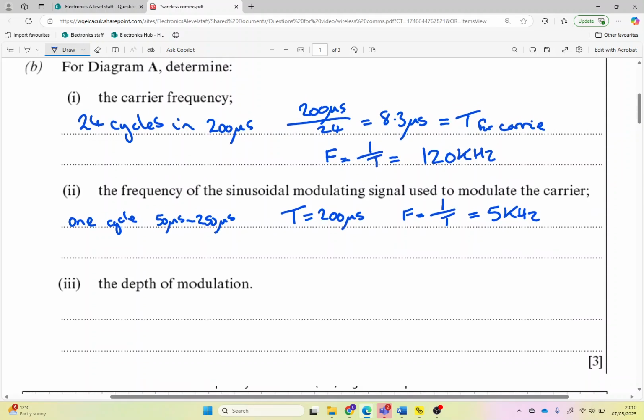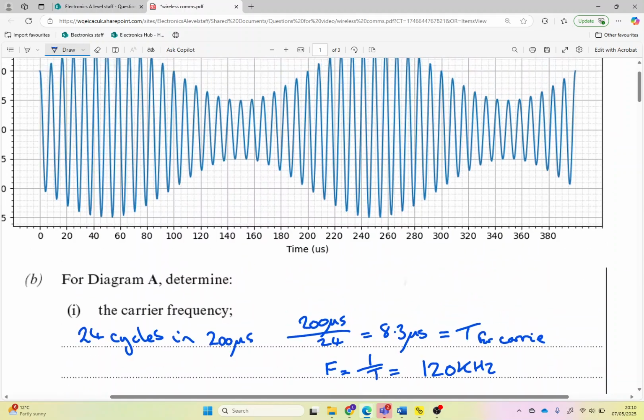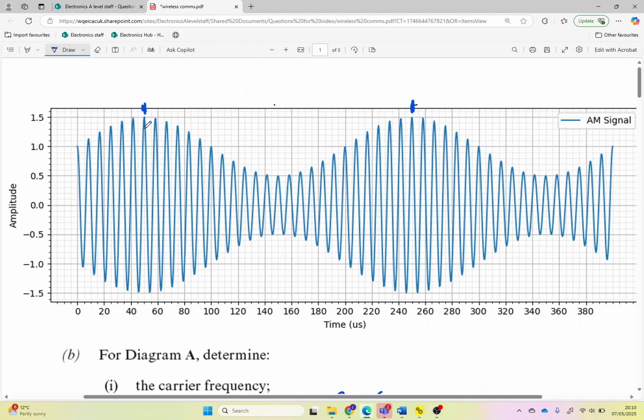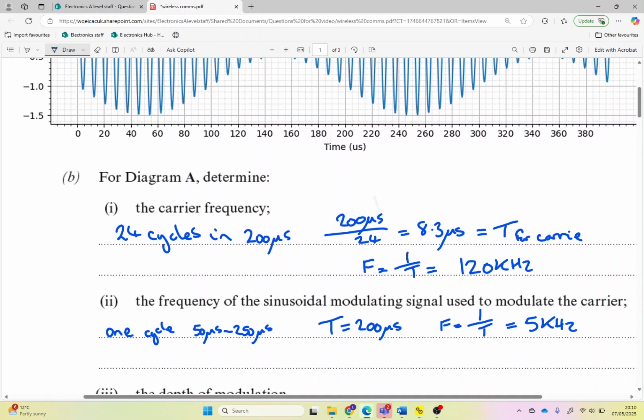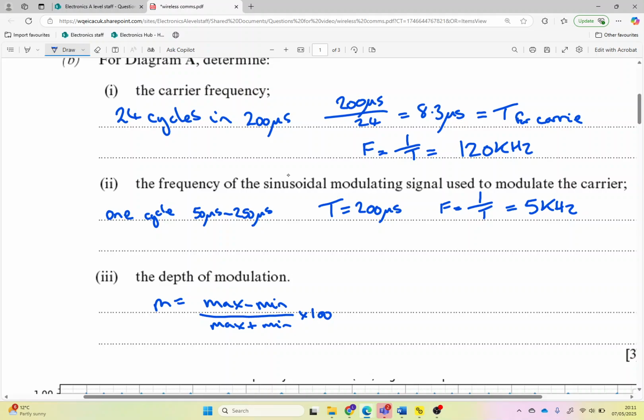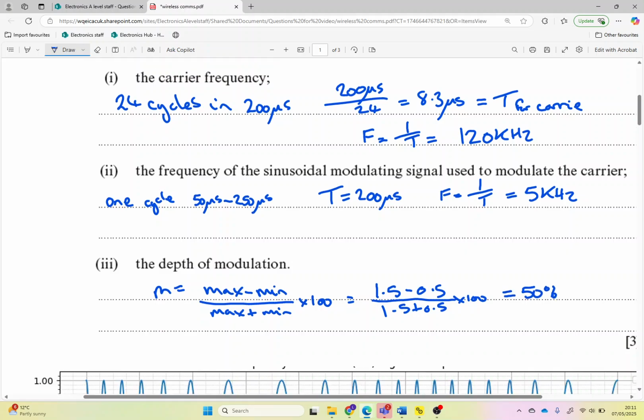Depth of modulation. Depth of modulation equals the maximum minus the minimum over the maximum plus the minimum, times 100. Looking at the scaling here, my maximum is 1.5 and my minimum is 0.5. You probably don't need to do the maths on this, you probably already guessed the answer. So 1.5 minus 0.5 over 1.5 plus 0.5, times 100. So 1 over 2 basically, times 100, equals a depth of modulation of 50%.